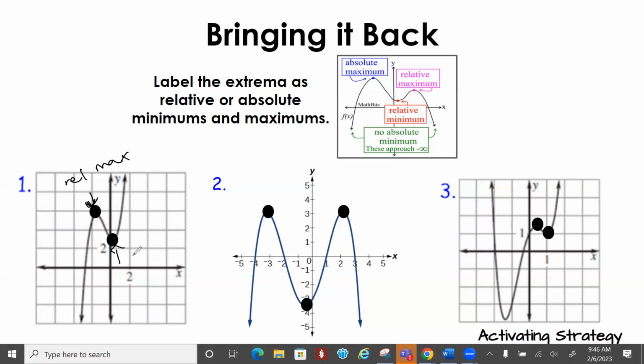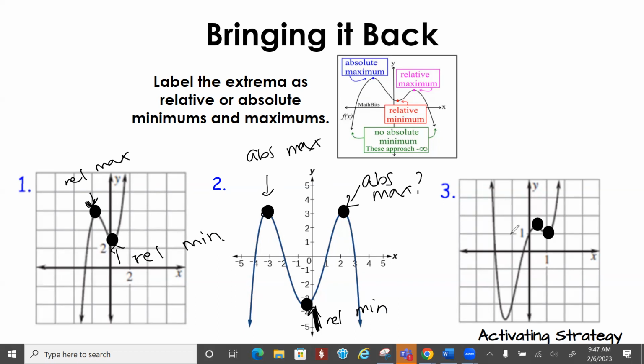What about this guy? Relative minimum. Okay. All right, what about this guy down here? Relative minimum. Okay. What about this guy right here? Okay, so there's two absolute maximums? No. Are there two absolute maximums? Relative maximum. So since they're the same y value, you could count these as absolute maximums, and there's two of them. It kind of depends on the question because I've seen both ways.